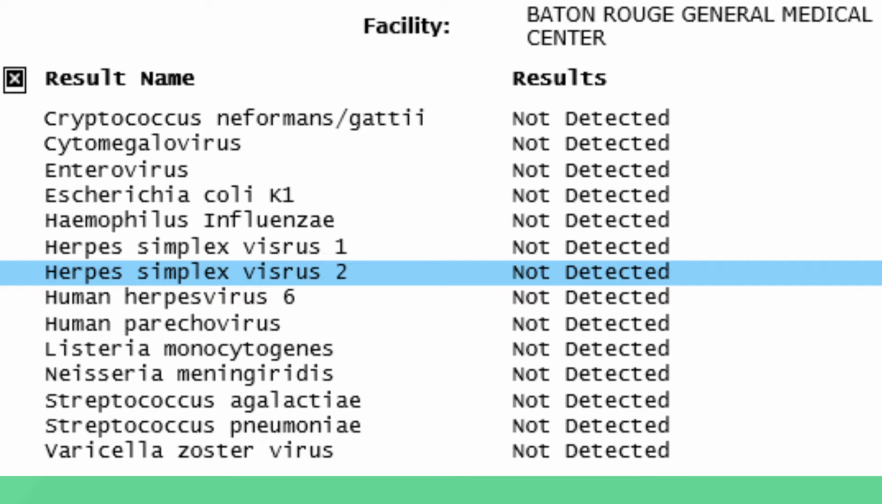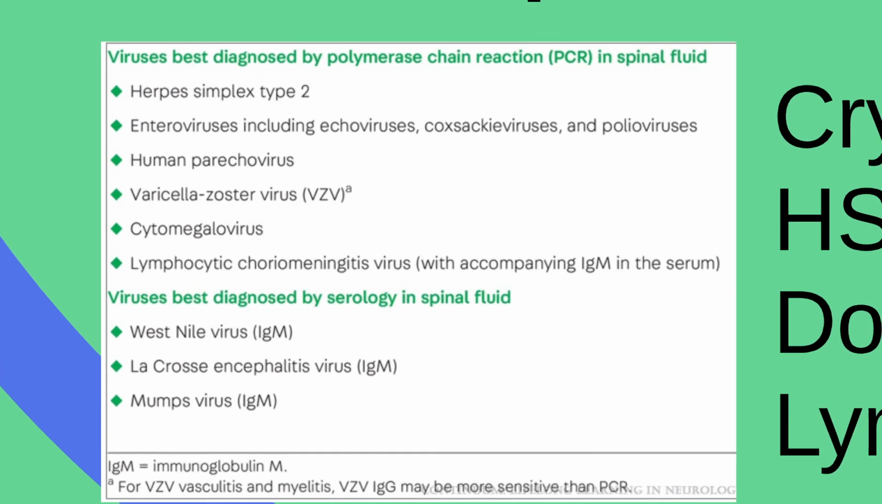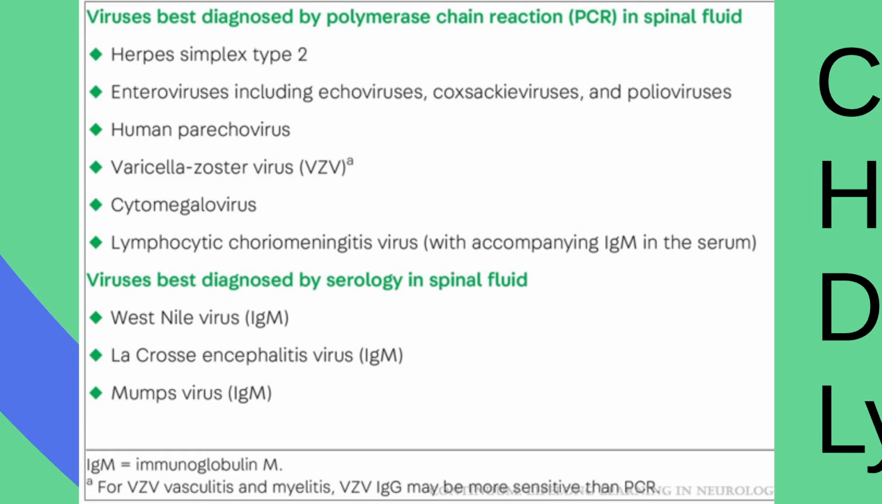So if Cryptococcus is within your differential, then you shouldn't rely on the results of this panel, since it's only positive about 50% of the time, whereas if you check it independently or singly as an antigen level, it'd be positive 90 to 95% of the time. So there are limitations of this panel.